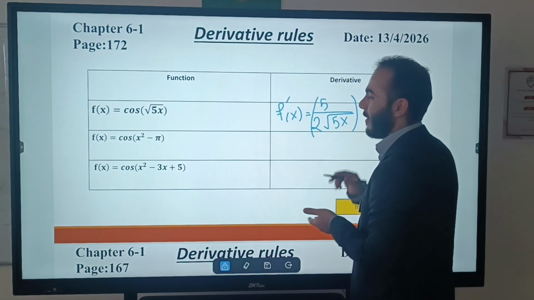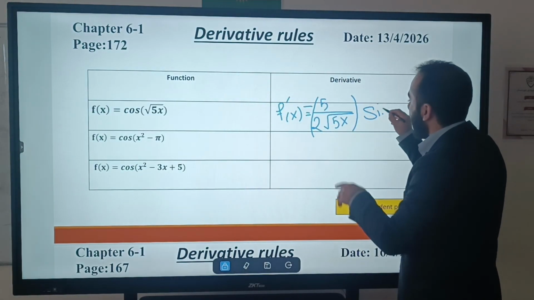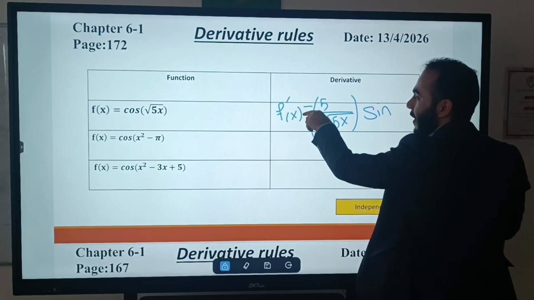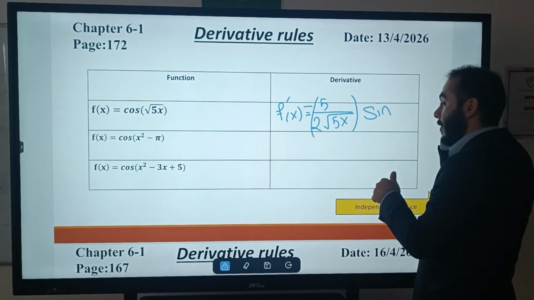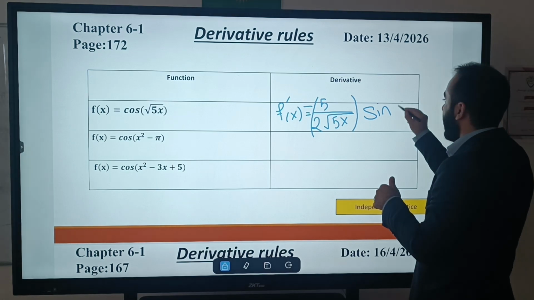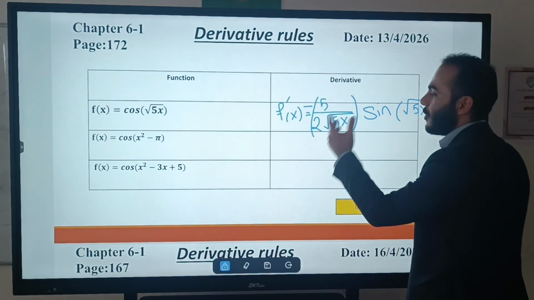But please make a bracket here. The derivative of cosine is minus sine. Please write this minus over there. Don't forget it. It should be on the very left side of the equation. So sine, the same thing, square root of 5x.